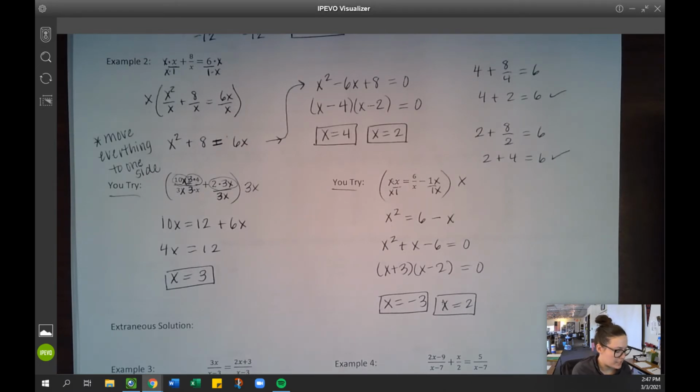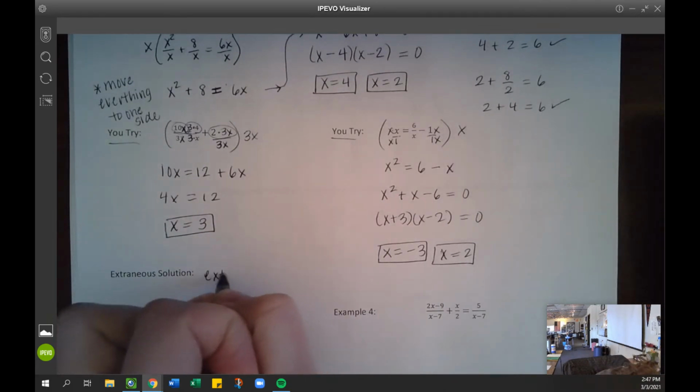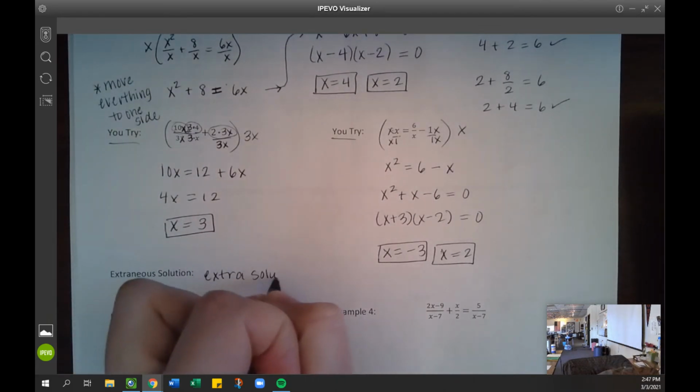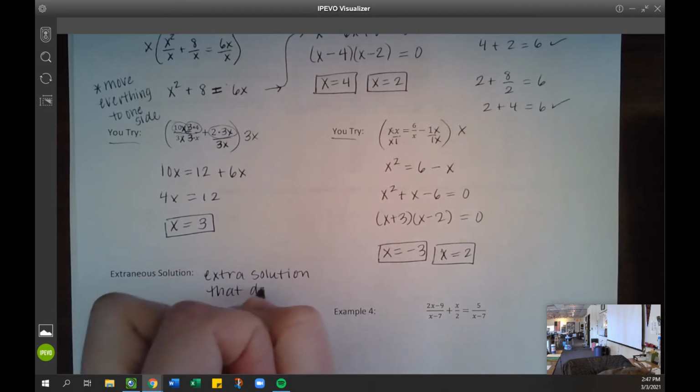That, however, brings us to what we call an extraneous solution. An extraneous solution is a solution that seems like a solution, but it's actually not. It's like an extra solution that doesn't work.